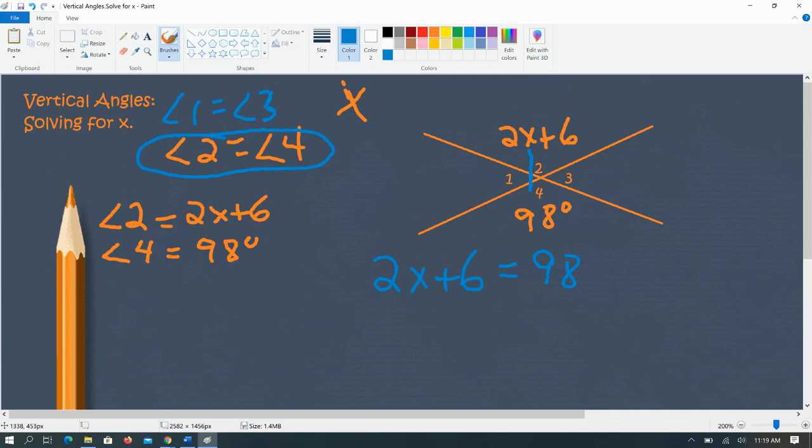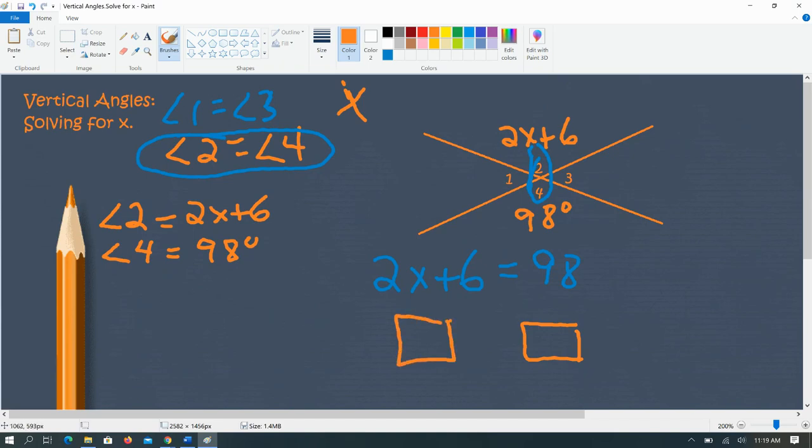So in order to solve for x, because we already know angle 2 is 98 degrees, right? Because angle 2 and angle 4 are the same. They would be equal to each other. So now I can take my box method. You can use your algebraic method if you want to. So you could draw a line and balance your equation. We're going to use box method on the example.